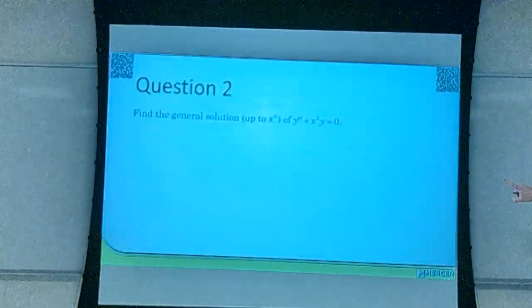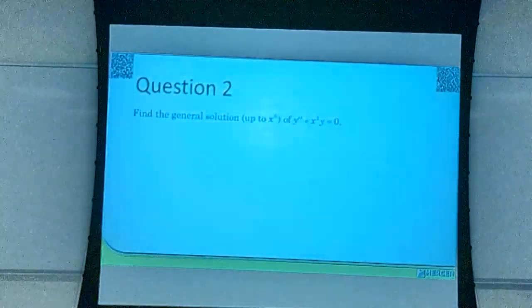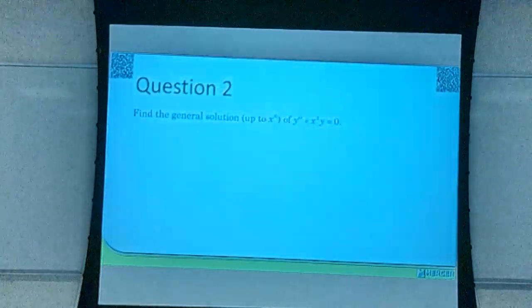General solution up to x to the 6th. Right, so they only want up to the x to the 6th term.